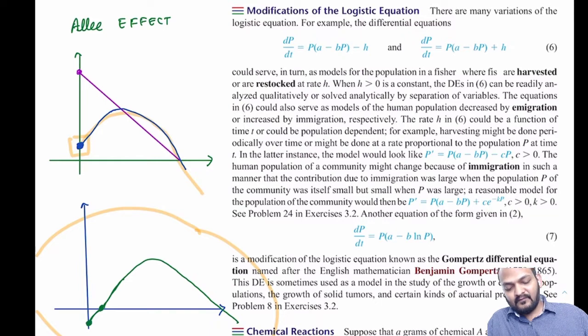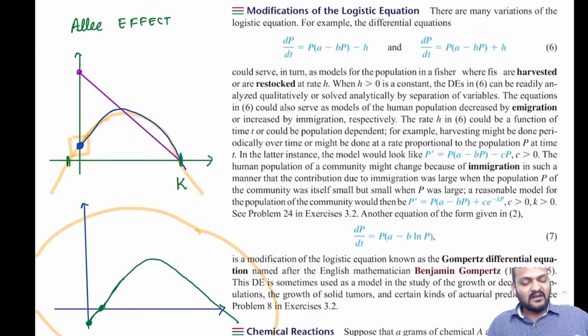That looks like a... anybody? That looks like what? Parabola, right? Very good. Now, one of them is going to be a negative number. One of them is going to be a positive number, and that's going to be our carrying capacity, right?